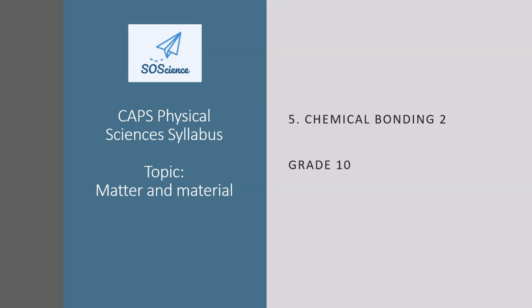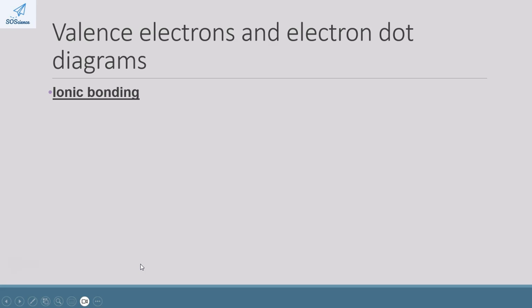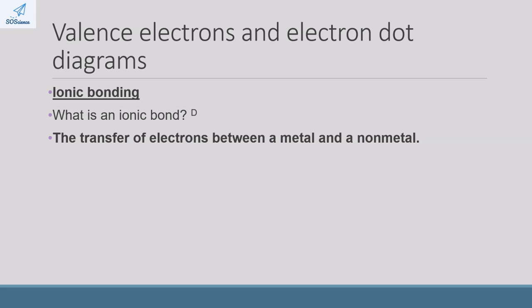Hello, grade 10s, and welcome back to chemical bonding. Now, in the last lesson, we focused on covalent bonds. We defined covalent bonds and we looked at how to draw Lewis dot diagrams for covalent bonds. And in this lesson, we are going to consider ionic bonds. What is an ionic bond?